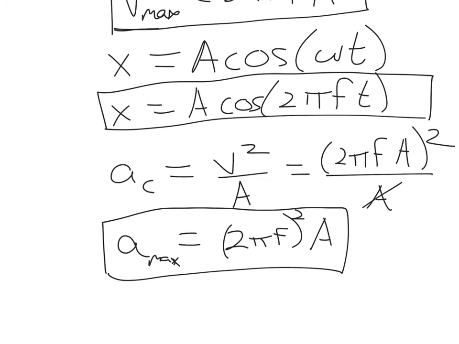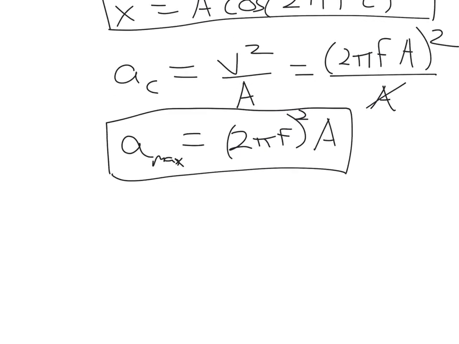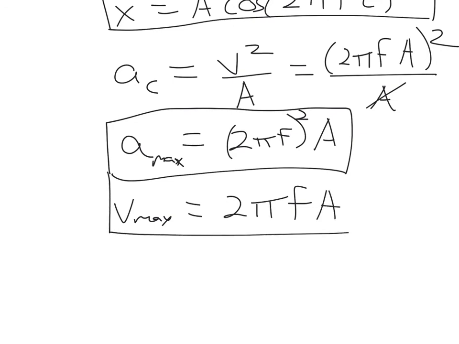So what we're taking away from this are those two. The a max is (2 pi f) squared times A, and the v max is 2 pi f A for all simple harmonic motion. And those will be the important things you're going to have to deal with for simple harmonic motion.